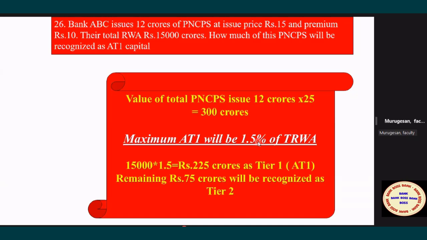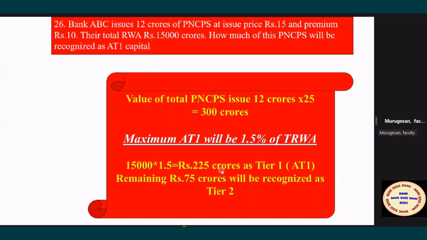New instrument means other than perpetual non-cumulative preferential shares, that is why it is called PNCPS. If it's equity, it's 5.5 only. Yes, understood. So this you have to understand. If you know this background, then only can you attempt this question.